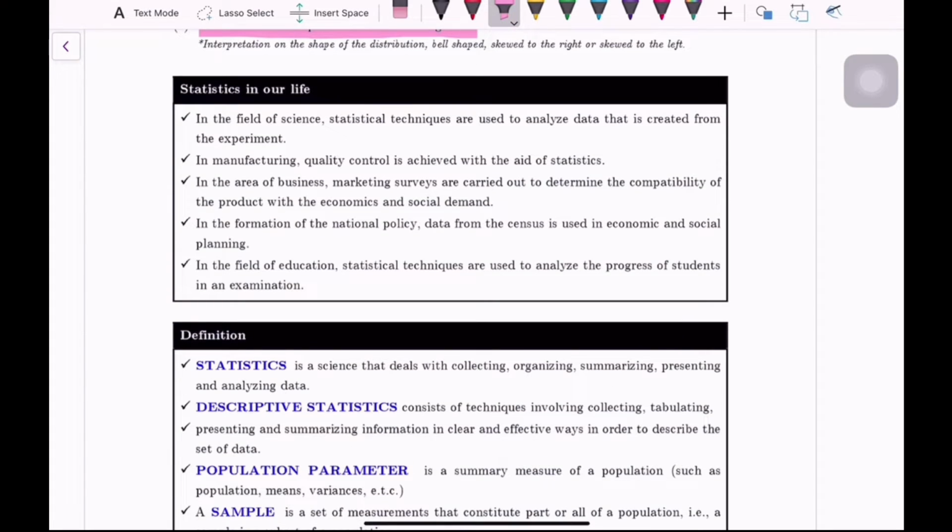Statistics is a science that deals with collecting, organizing, summarizing, presenting, and analyzing data. In the field of science, statistical techniques are used to analyze data that is created from the experiment. But in the field of education, statistical techniques are used to analyze the progress of the students in examination.